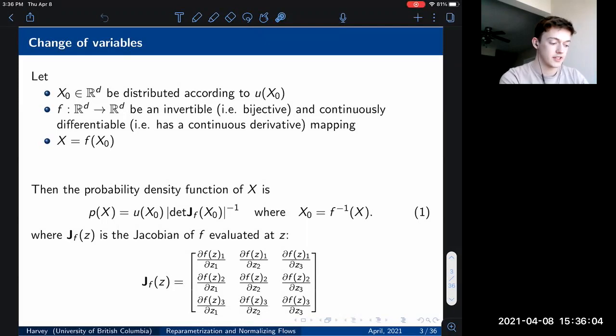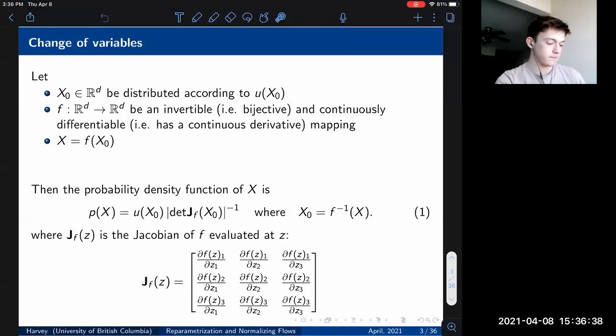There are a couple of conditions that we need for this to be well defined. One is that the transformation that we use, f, is going to be invertible or bijective. And the other is that the mapping is continuously differentiable, in that it has a continuous derivative. Okay, and then if those are satisfied, we can use this equation down here.